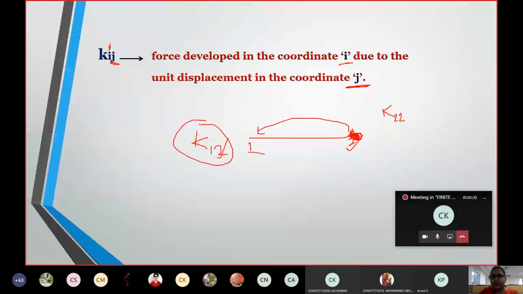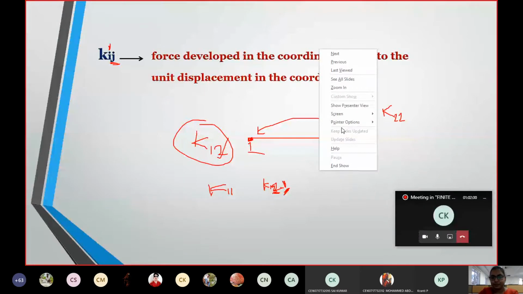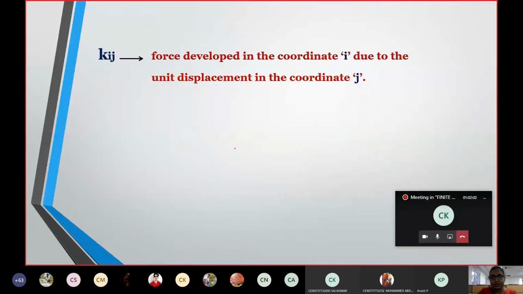Similarly, the other case, if I am applying at 1, what values will I get? I'll get K11 and K21. Where you are applying will be the second term. Where you are trying to find the value of the force will be the first term. Are we clear so far? Because if you don't understand this concept, while taking the solution, you will get confused between K12 and K21. I hope we are clear.